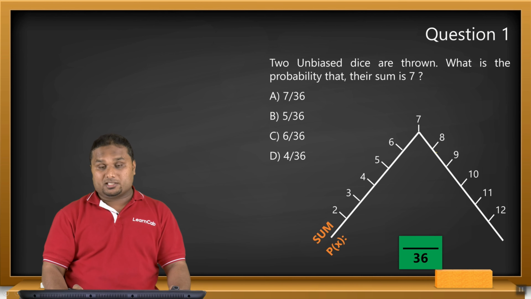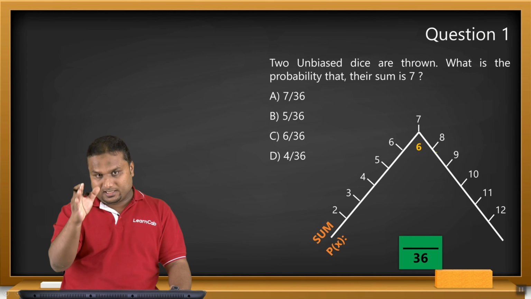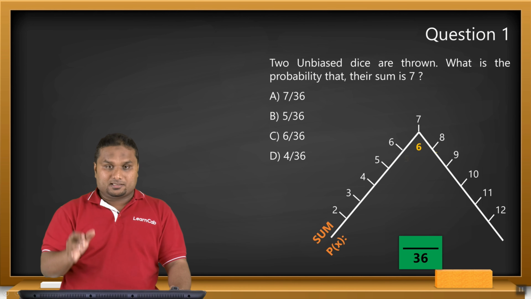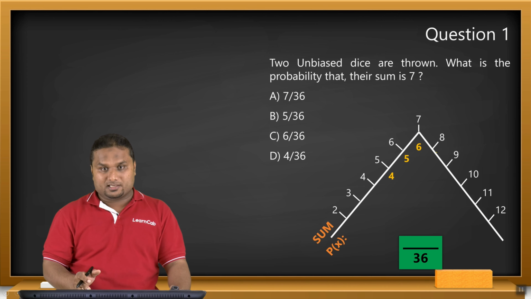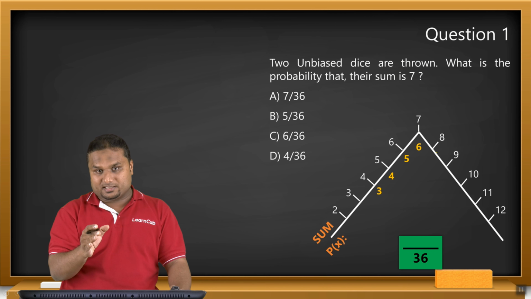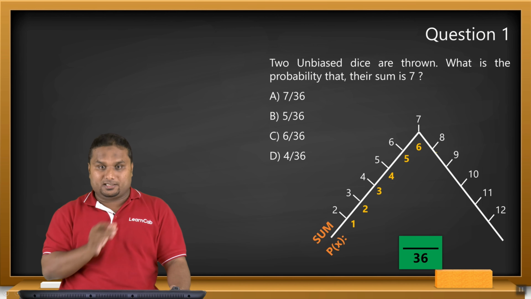Now let's discuss the probability that the sum is equal to 7. Sum equal to 7 is 7 minus 1, which is 6. So the answer is 6 by 36. Sum equal to 6 is 6 minus 1, which is 5, so 5 by 36. Sum equal to 5 is 5 minus 1, which is 4, so 4 by 36. Sum equal to 4 is 4 minus 1, which is 3, so 3 by 36. Sum equal to 3 is 3 minus 1, which is 2 by 36. Sum equal to 2 is 1 by 36.